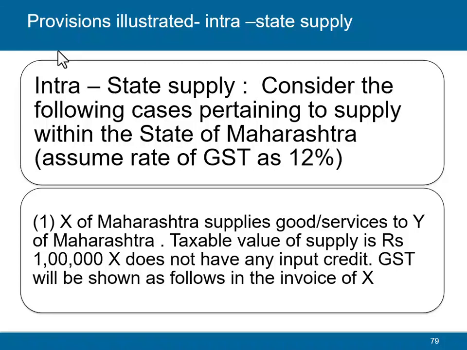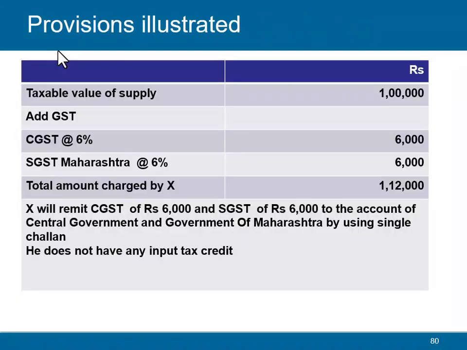X of Maharashtra supplies goods or services to Y of Maharashtra. Taxable value of supply is 1 lakh. X does not have any input tax credit, so this is the first in chain. GST will be shown as follows in the invoice. So this is what we have seen earlier. कि ऐसा bill raise हो जाएगा. Is that okay? Fine. This is the first invoice in the chain.